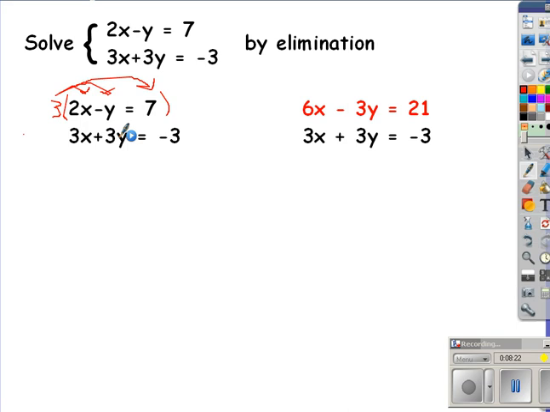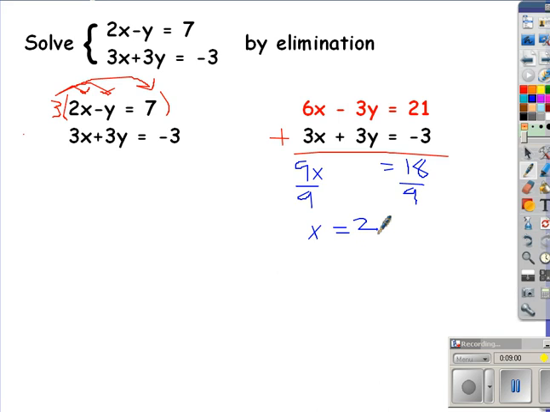So I've changed the problem. I've manipulated it. I've tried to put a square block in a circle hole, and we've changed things so that it will work. So if I add these together now, 6x plus 3x ends up being 9x. Negative 3y plus y is 0. And 21 minus 3 ends up being 18. One equation, one unknown. I can solve for x, divide both sides by 9, and x ends up equaling 2.